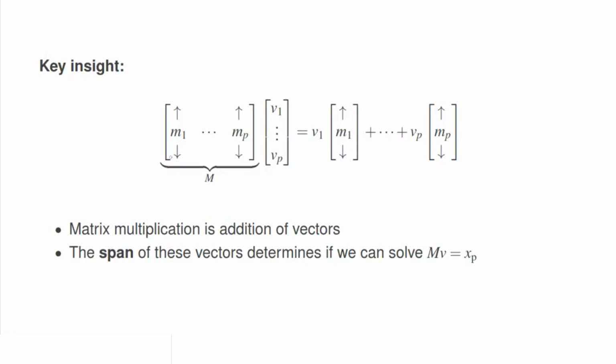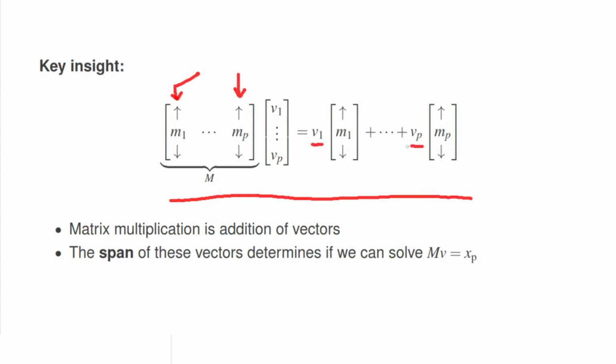The key insight that we need is that matrix multiplication can be interpreted as the addition of vectors. The equation that we need is given here. To understand what this tells us, we need to associate every column of the matrix M with a vector. If M has, say, p columns, these would be m1 through mp as illustrated here. Forming this matrix product is then equivalent to forming a weighted sum of these vectors, where the weights are given by the numbers v1 through vp.